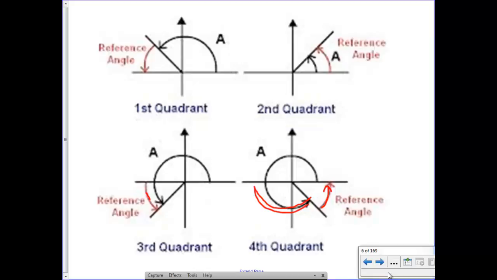Kayla. So, when you said the reference angle is always made to the x-axis, you're just saying that from this line to the x-axis is the reference angle. From this line to the x-axis is the reference angle. From this line to the y-axis is not the reference angle. Does that make sense? Yes. Okay.